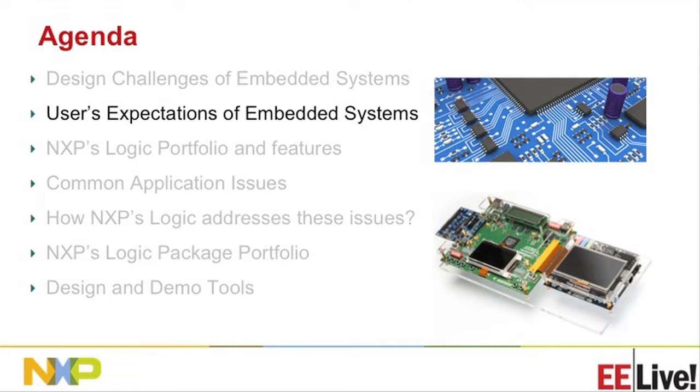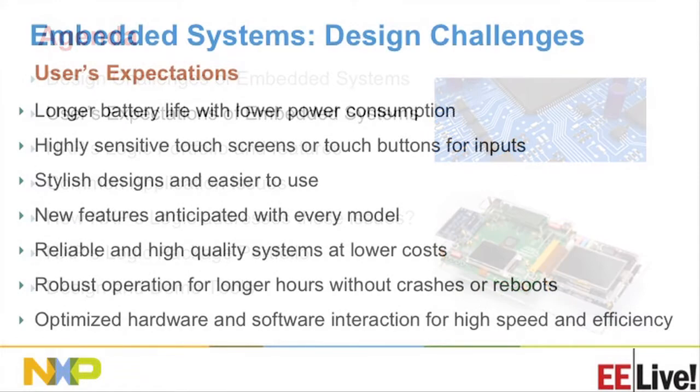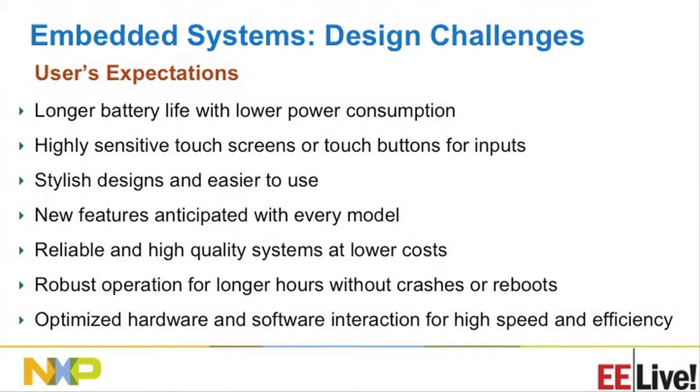What does a user expect out of all this? The user's expectation from today's embedded systems is, for sure, a longer battery life. He needs some cool features like touch screens. He needs stylish designs, thinner, smaller systems. He wants new features in every release. Reliability is expected, robust, high-quality operations, and all that.